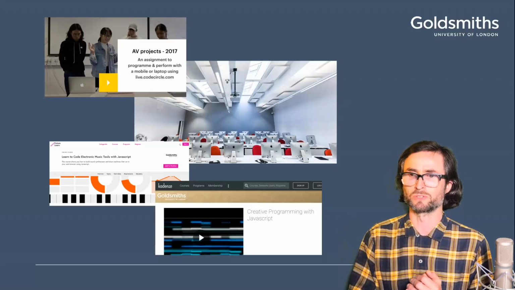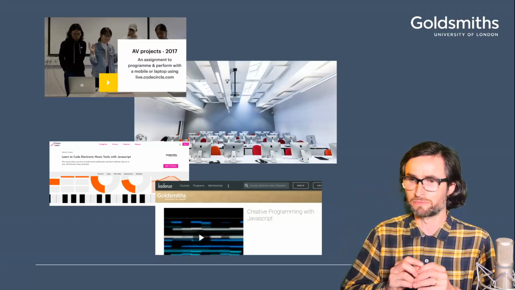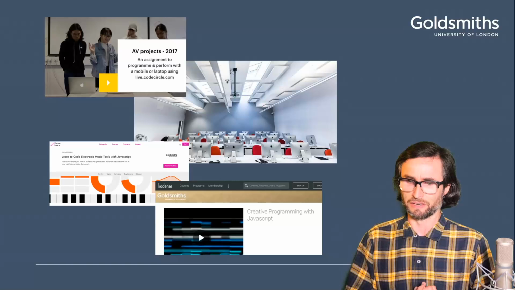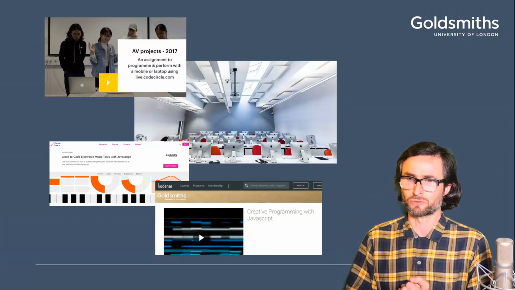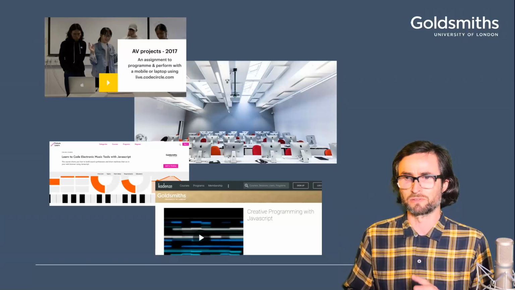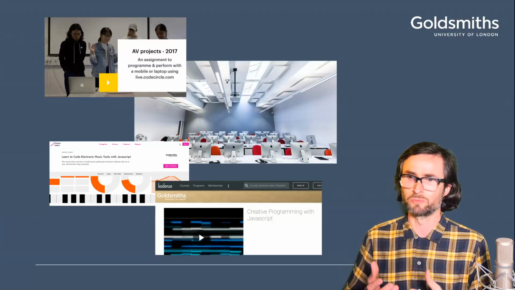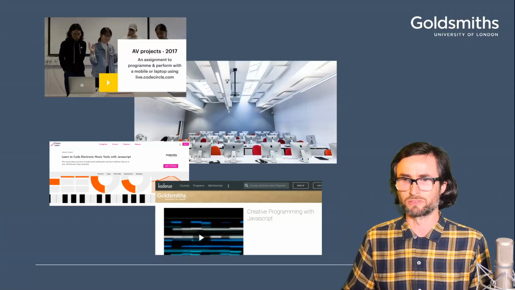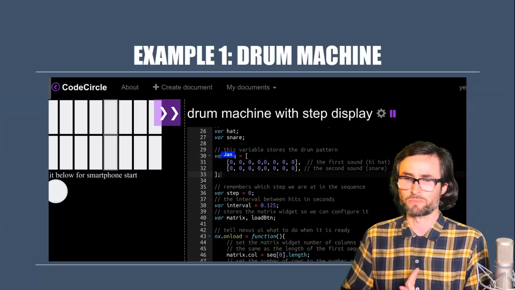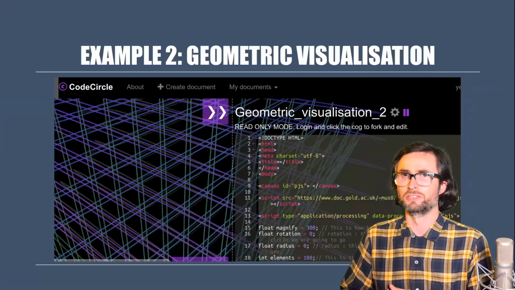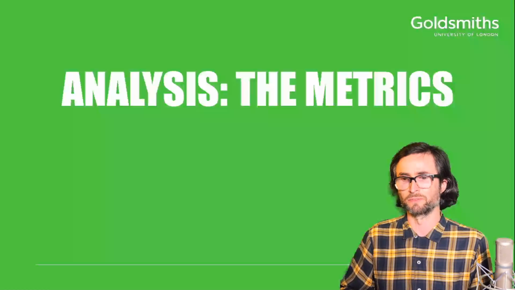The first one was a JavaScript and computer music course, which was taken by, I think, about 5,000 people in the end. And then the one below it is a creative AV programming in JavaScript course, which was taken by another, I think, thousands of people again. So lots of people have used our Codecircle platform and submitted data into this repository. We just saw the first example, the drum machine, and then the second example, the geometric visualization, just to give you an idea of the variety of different programs on the platform.